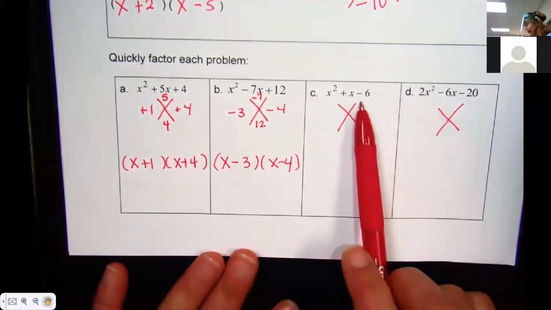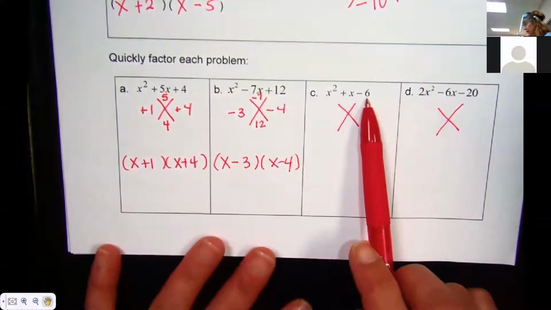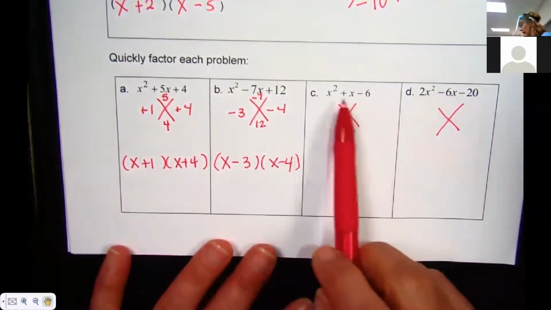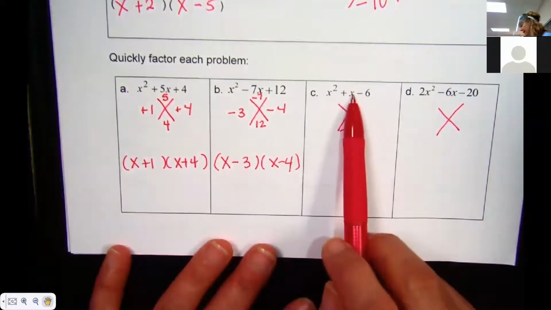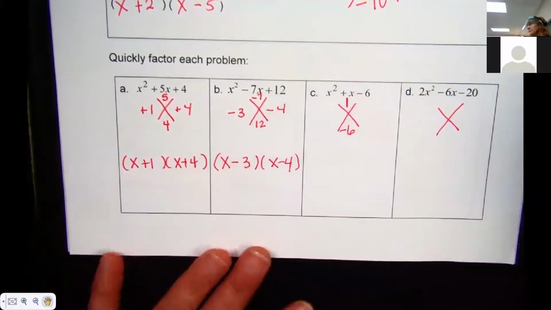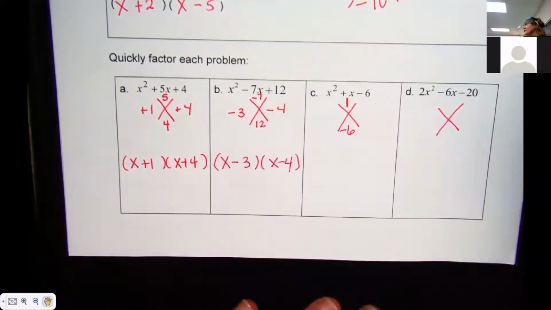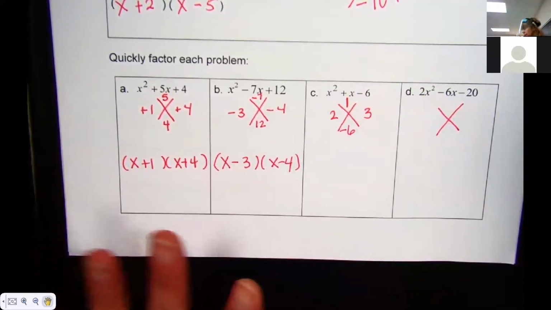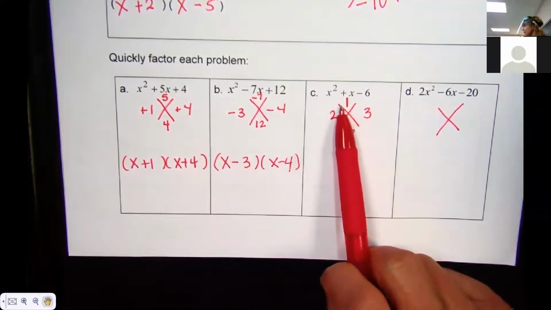So if you notice, I have a -6 for my C value. Let me go ahead and copy that down right here. And I also have a positive x, which is just a +1. So I'm just going to put a +1 up there. So factors that make a -6, it's either going to be a 1 and a 6 or a 2 and a 3. We're certainly going to use a 2 and a 3 because we can make one of these negative where it combines to just a +1.